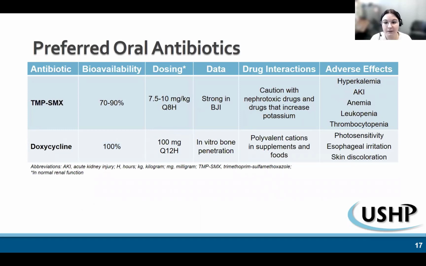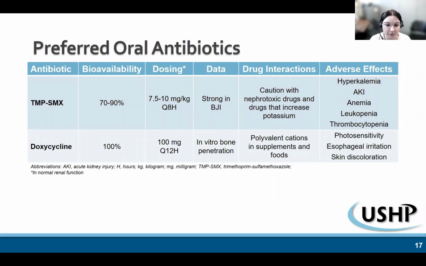Next, we have trimethoprim sulfamethoxazole, which overall has good bioavailability. The dosing is weight-based, so that's something to note, and that's on the trimethoprim component, which some people tend to get confused. That's 3 times daily, and it does have strong data in bone and joint infections. Most commonly has drug interactions with nephrotoxic agents and drugs that also can increase potassium levels.